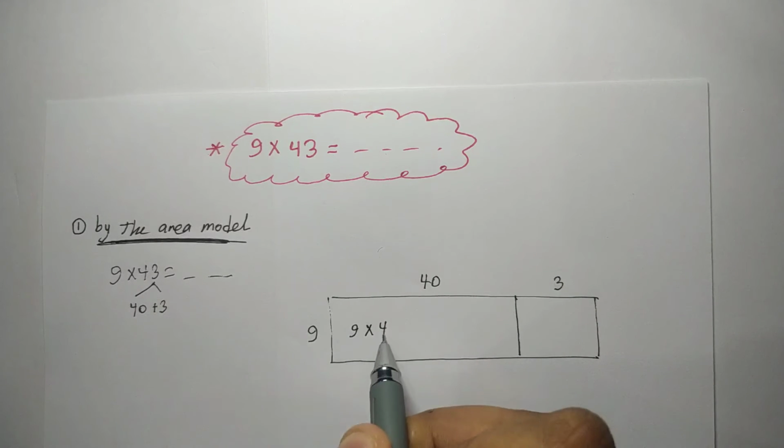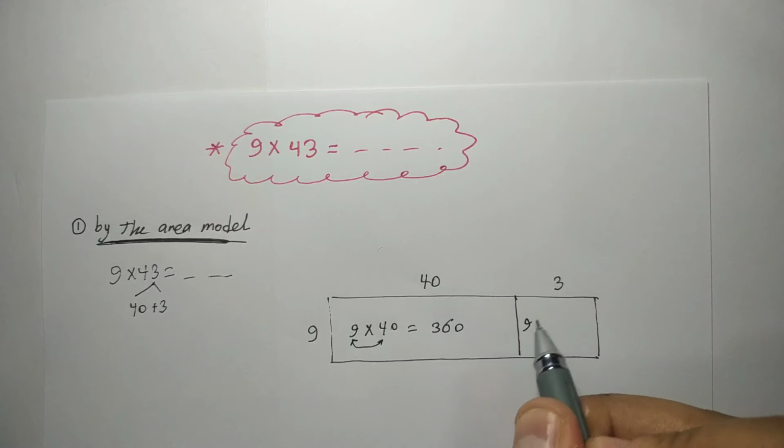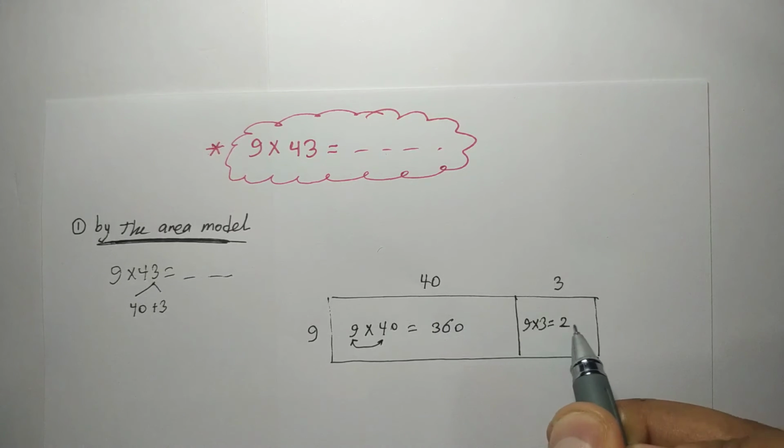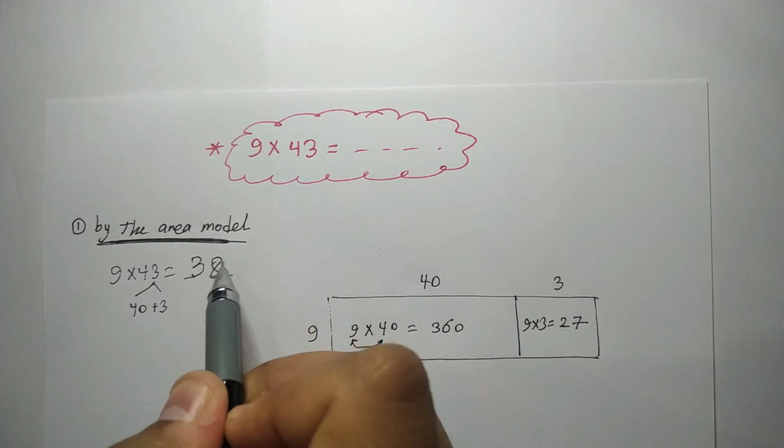9 times 40. It will be, drop 0, 9 times 4, it will be 36. And here 9 times 3, it will be 27. So adding the answers together, 360 plus 27, it will be 0 plus 7, 7, 6 plus 2, 8, and drop 3. So the answer, 387.